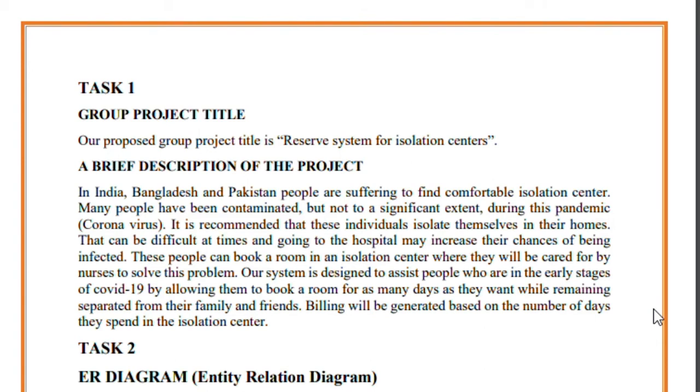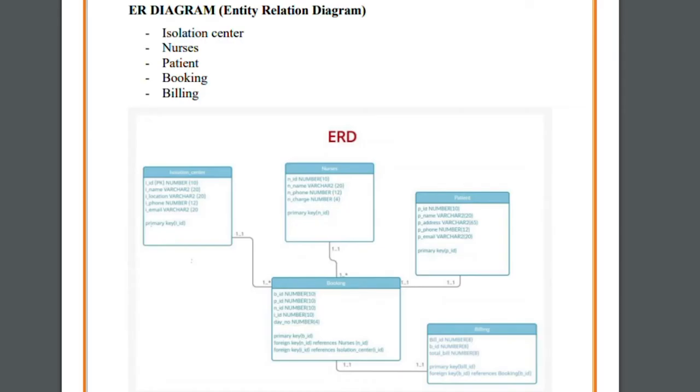This system is designed to assist people who are in the early stages of COVID-19 by allowing them to book a room for as many days as they want while remaining separated from their family and friends. Billing will be generated based on the number of days they spend in the isolation center. And now I will discuss the ER diagram.